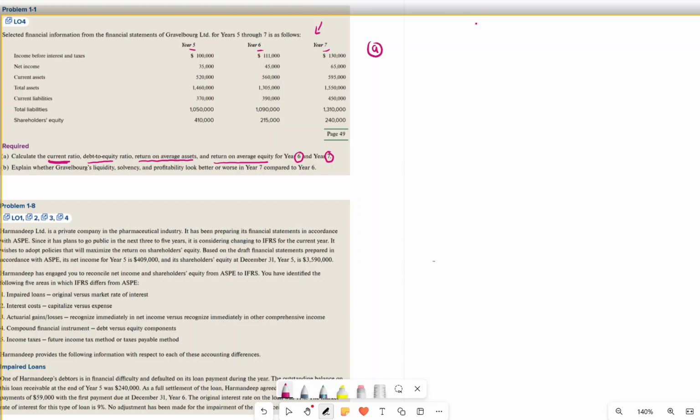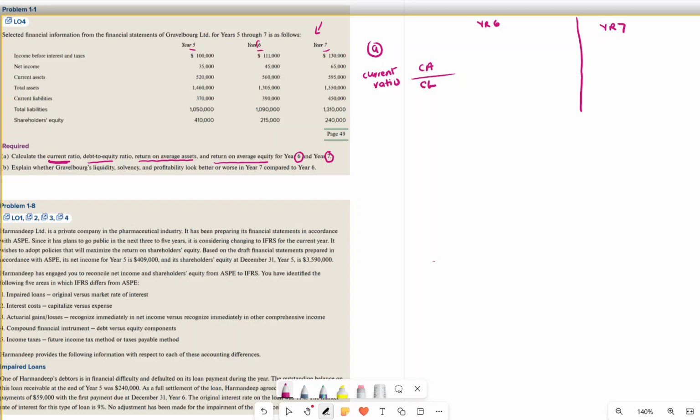So if you're doing part A, I am going to put year 6 at the top, and then we are going to do year number 7. And the first one is asking you to do a current ratio. Before we do the ratio, of course, we needed to know what the formula is for the current ratio. Current ratio is your current assets divided by your current liabilities.